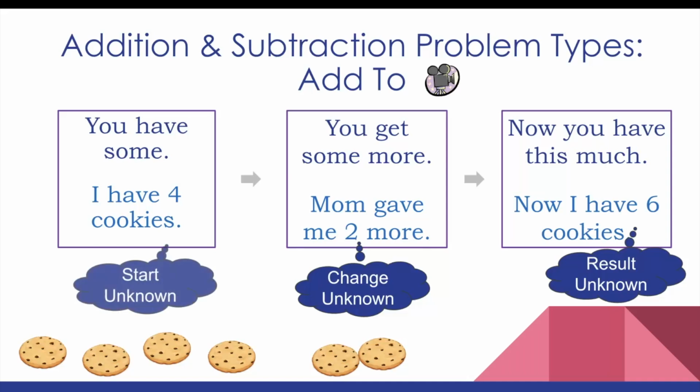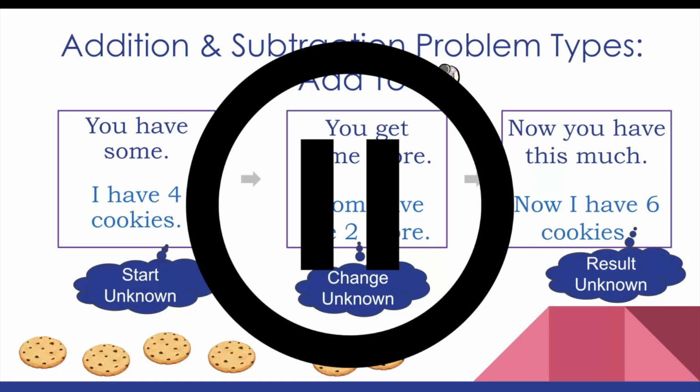The start could be unknown. This is practiced and introduced in 2nd grade. I had some cookies. Mom gave me 2 more cookies. Now I have 6 cookies. How many cookies did I have to begin with? Take a minute and jot down any notes in your note catcher about add to problem types.